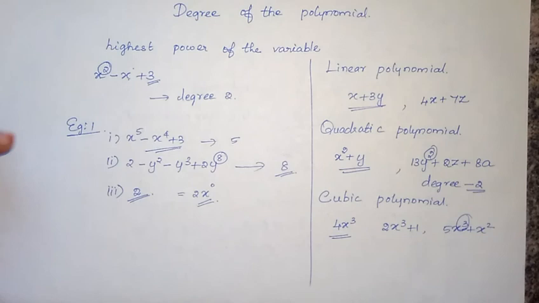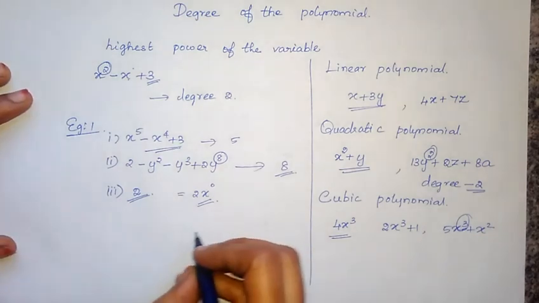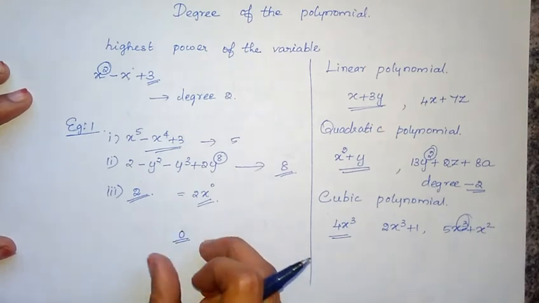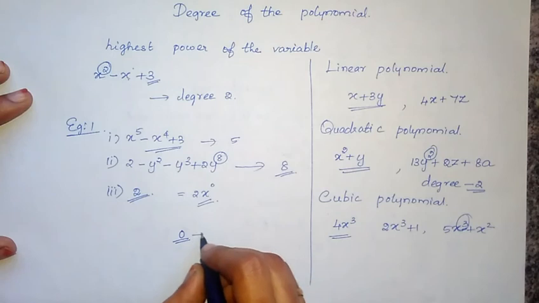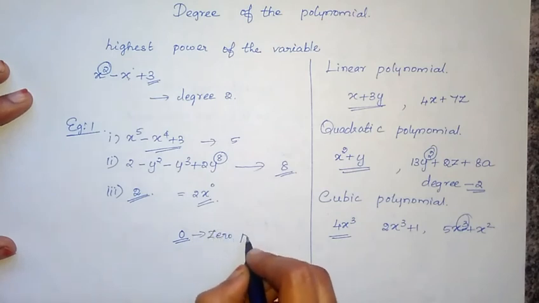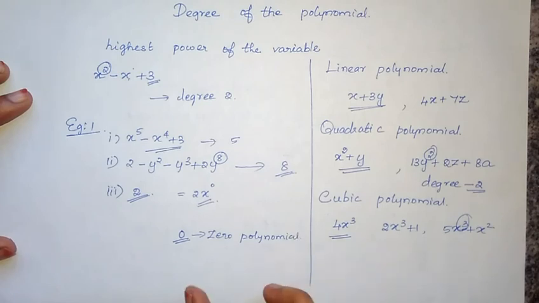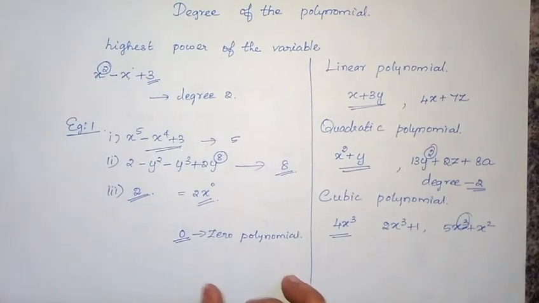Now, what is the degree of zero polynomial? We know that zero polynomial means the number 0. This is a constant. So, this is called as zero polynomial. Degree of this zero polynomial is not defined.